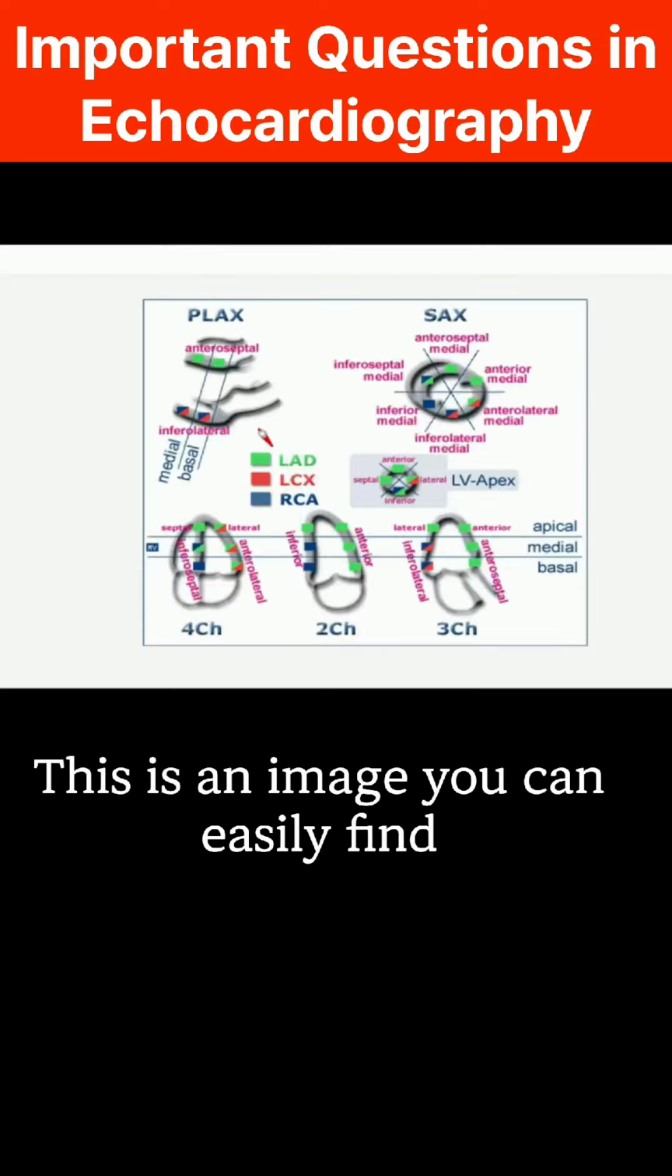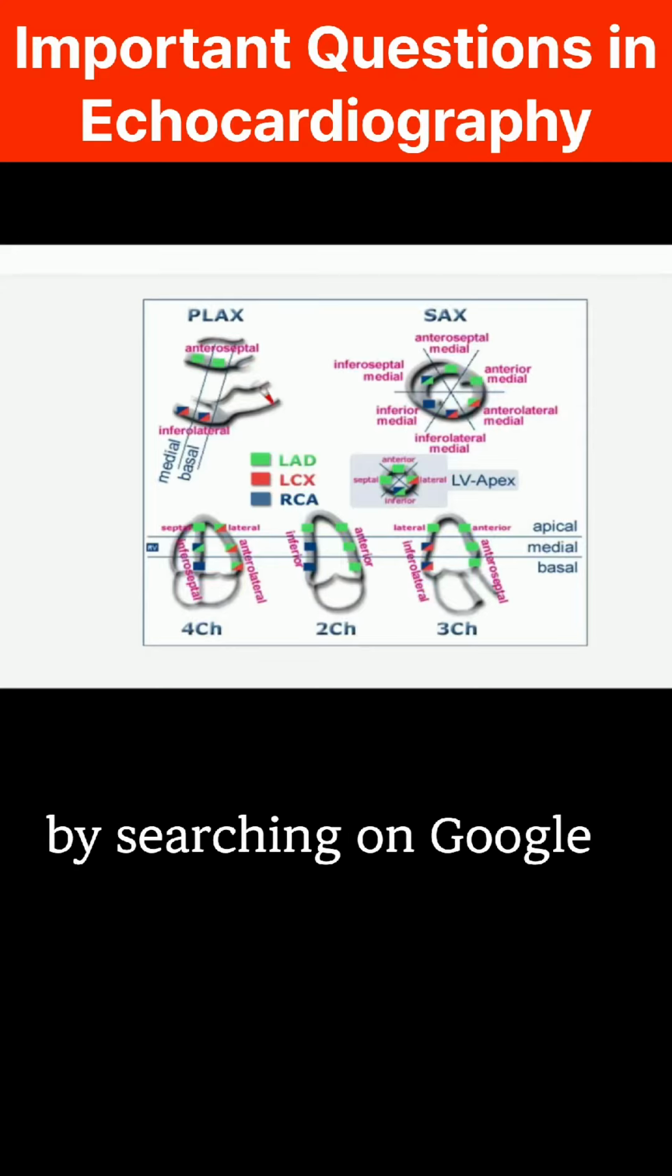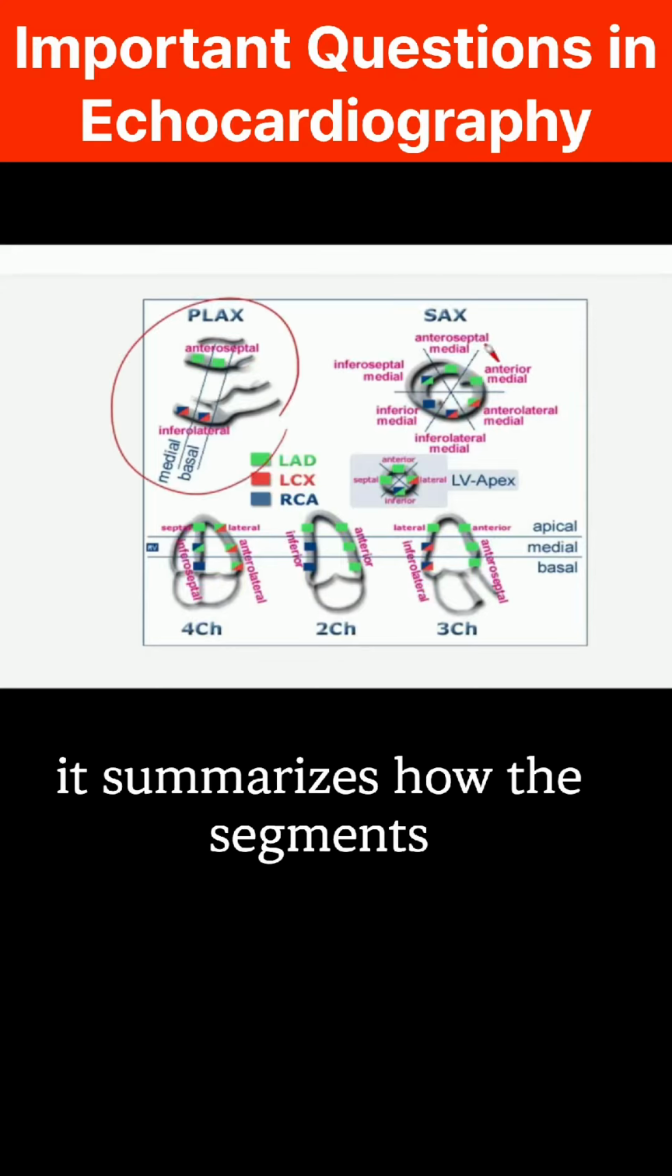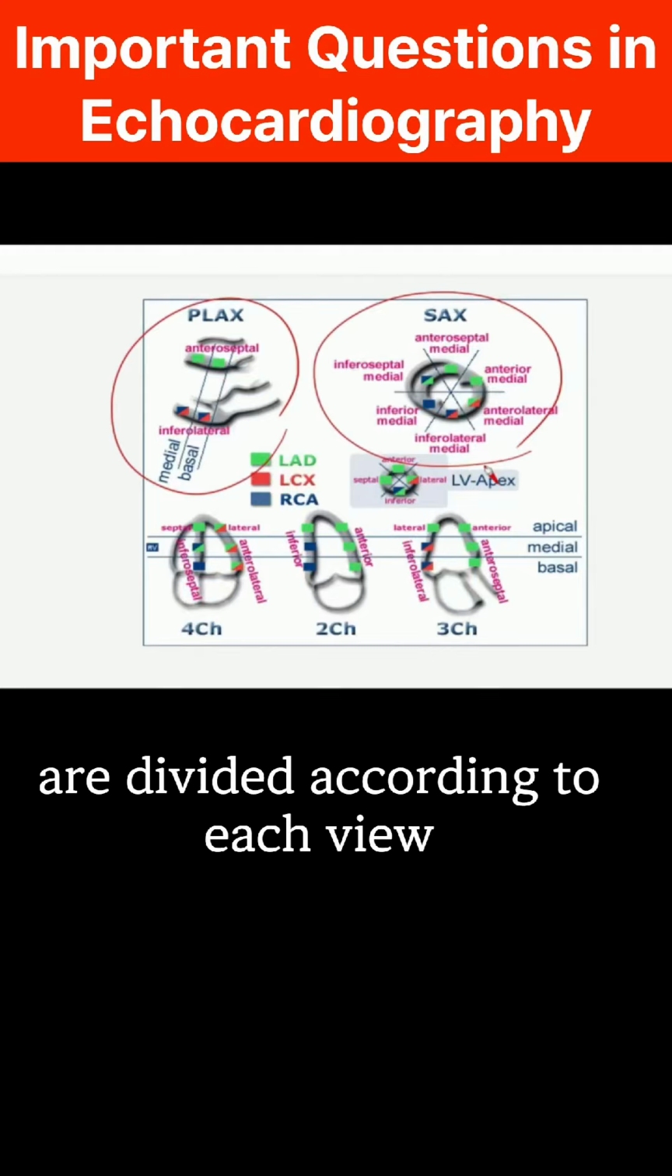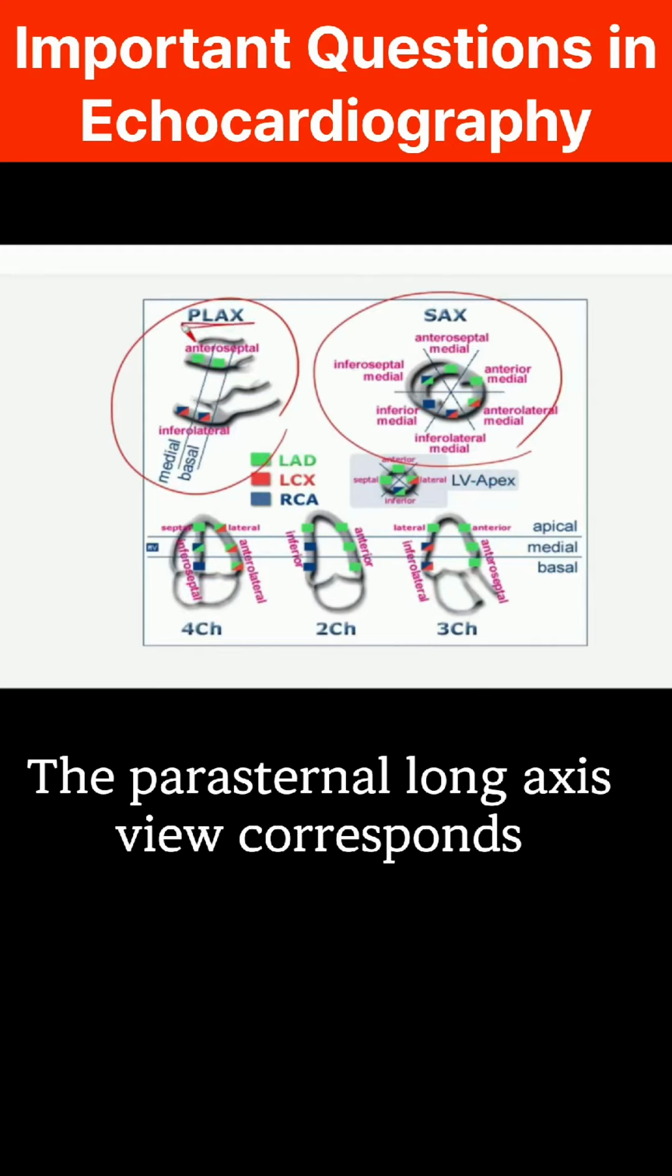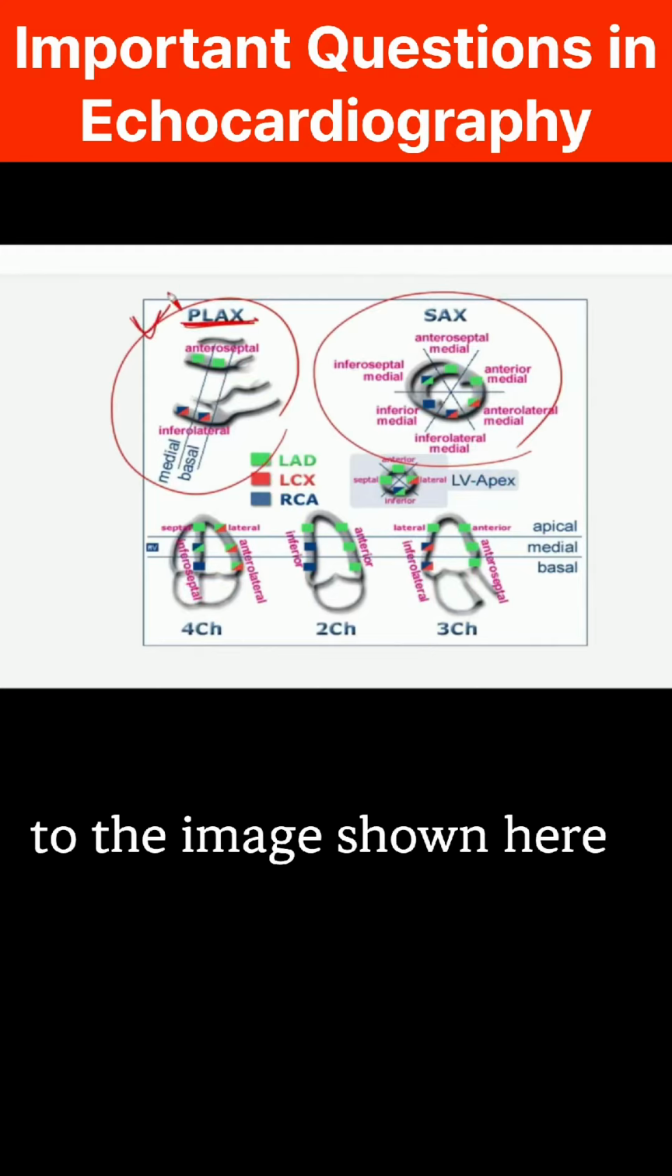This is an image you can easily find by searching on Google. As you can see, it summarizes how the segments are divided according to each view. The parasternal long axis view corresponds to the image shown here.